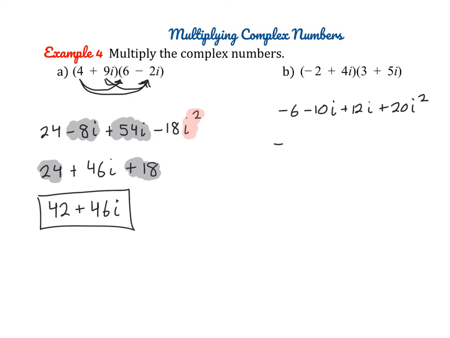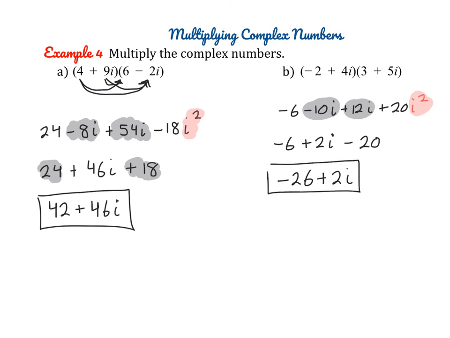So in simplifying, we can combine like terms here. And that gives us positive 2i. And then we can also remember that i squared is always equal to -1. So this actually becomes minus 20, 20 times -1. And then we just need to combine like terms again. So we get -26 plus 2i. And then we're all done.